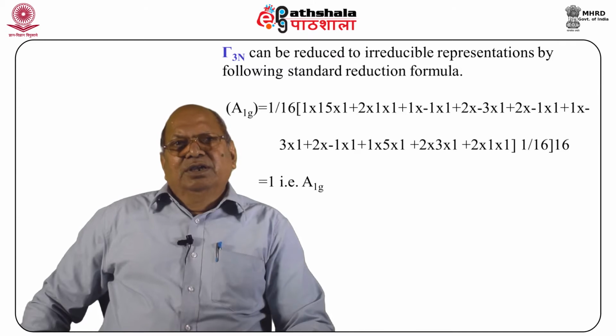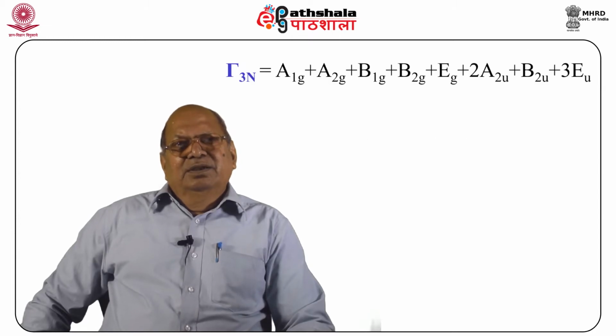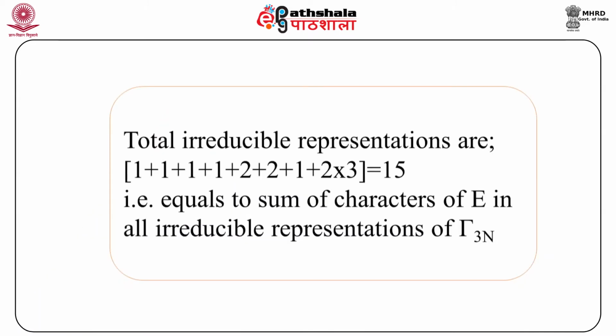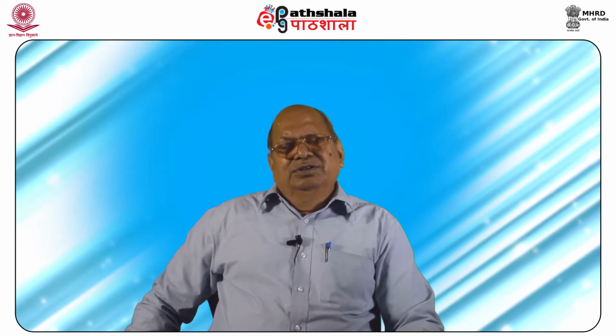Now, this tau 3n can be reduced to irreducible representations by following the standard reduction formula. That is, in this D4H point group, what are the various irreducible representations present, and after reduction the result comes out to be A1G, A2G, B1G, B2G, EG, 2A2U, B2U, 3EU. If you write down the dimensions, the total dimension is 15. This is the way we get it.